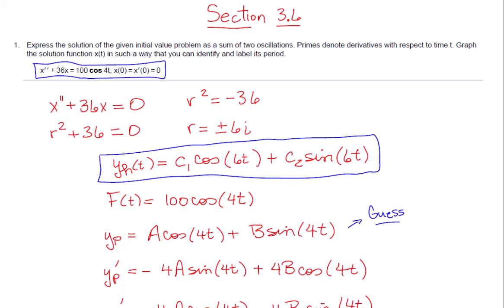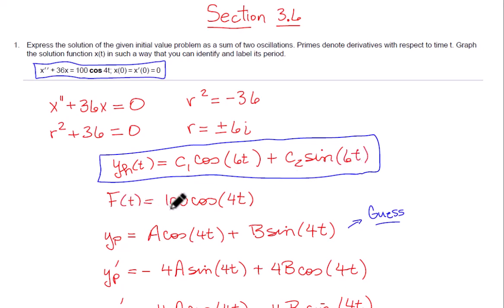All right, in this first problem, we have a second order differential equation, non-homogeneous. We have a driving function on the right-hand side and two initial conditions. So, we start off solving the homogeneous problem, set up the characteristic polynomial. I get two complex roots, plus or minus 6i. So my homogeneous solution is C1 cosine 6t and C2 sine of 6t.